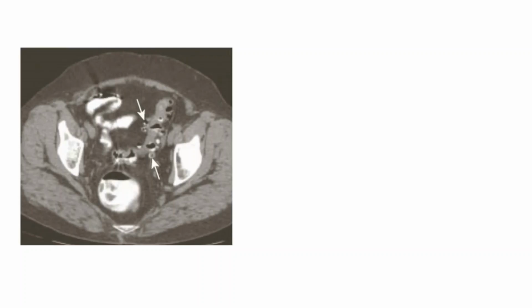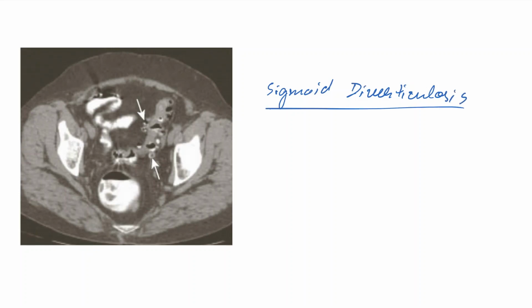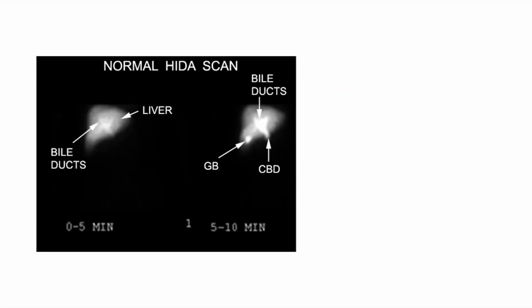Now this picture shows CT of sigmoid diverticulosis. See, diverticulae are pockets of colonic mucosa and submucosa. Through weakness of muscle layers in colon wall, they appear like this on CT.